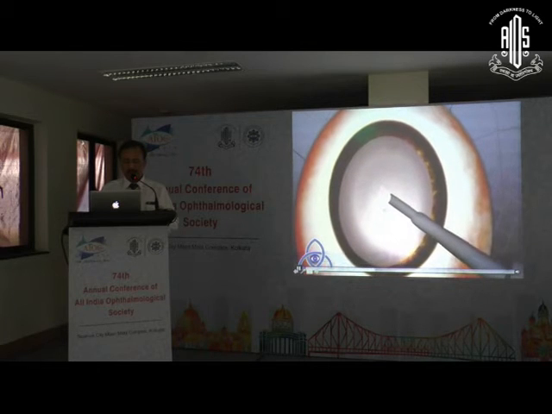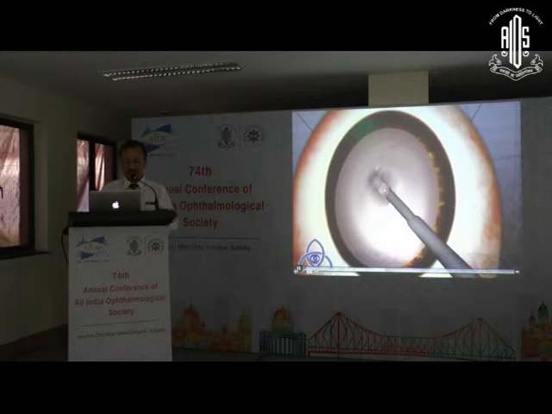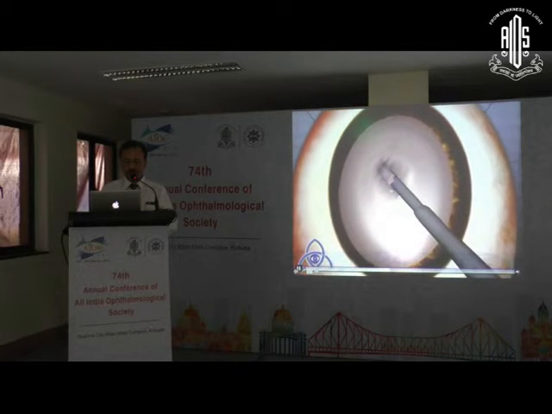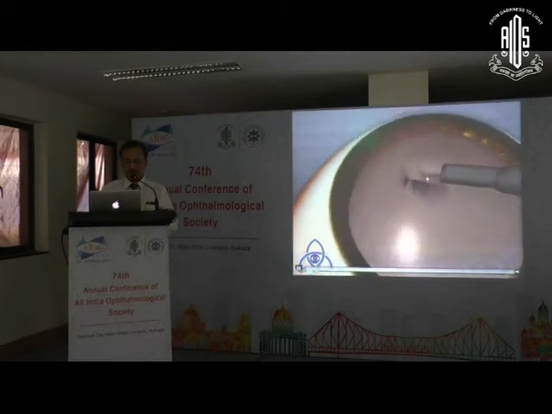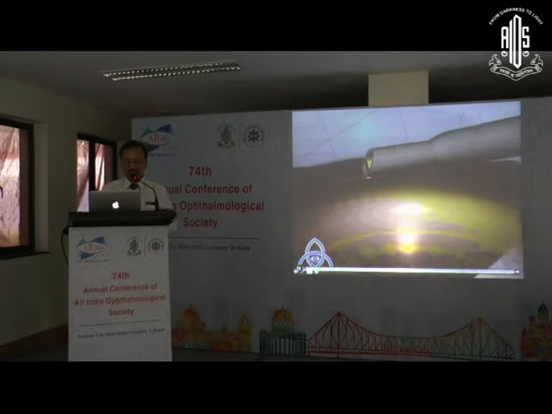Once you get the large rhexis, you have to make a very small trench at the center. This trench is very superficial. It's hardly 1 millimeter deep, 1 millimeter wide, and 2 millimeters in length from the center towards the equator. See the depth of this trench. We are not going deep into the nucleus.